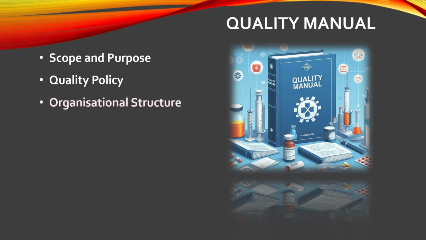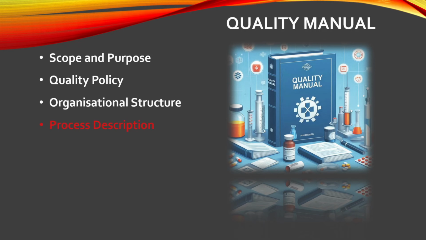Then, organizational structure. This section describes the organizational structure, including roles and responsibilities related to quality management, normally in the form of an organogram or visual chart. It ensures that everyone understands their role in maintaining and improving quality.